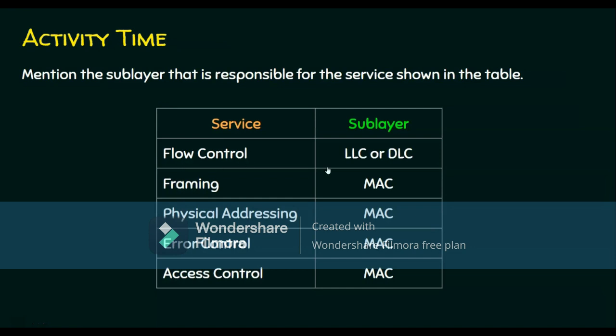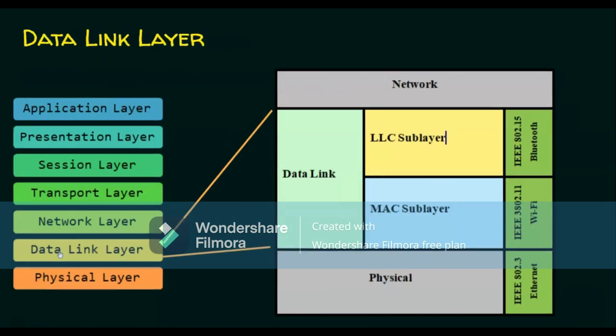So flow control is done by the logical link control or the data link control sublayer, and framing, physical addressing, error control and access control are dealt with by the MAC sublayer. And that's it, guys. We know the data link layer has 2 sublayers, LLC and MAC.